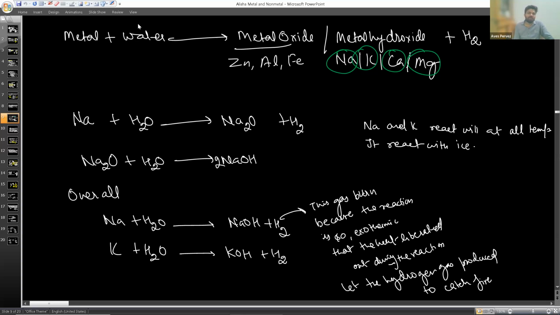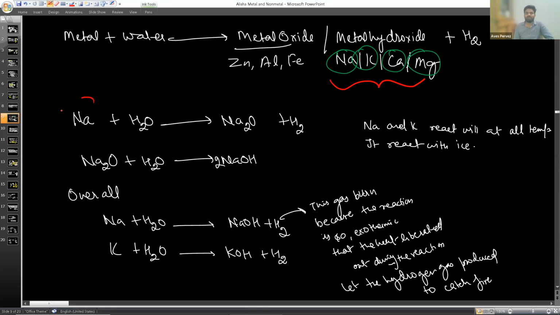Actually, these four metals are reactive metals. And when they react, stop writing. Nobody is going to write anything. When I explain, nobody is allowed to write anything.